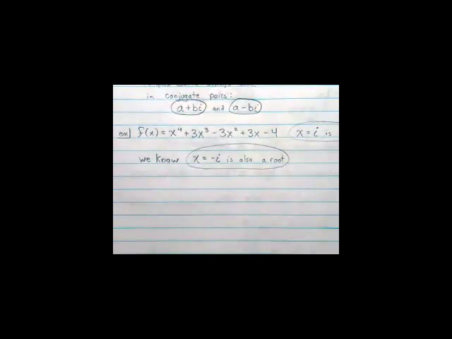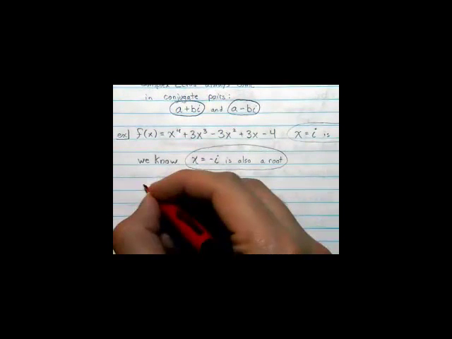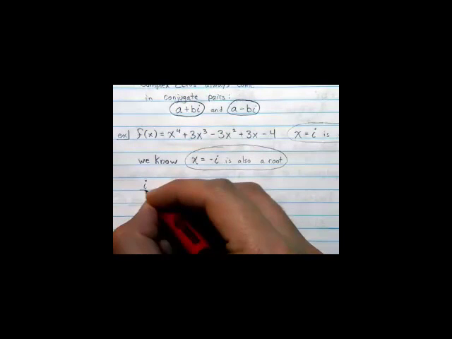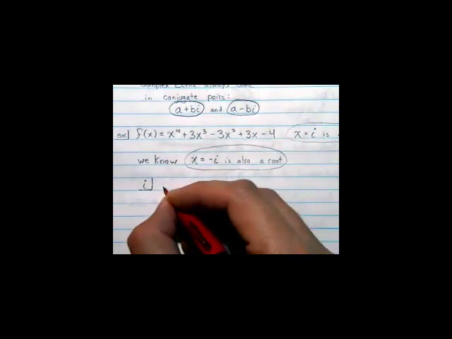So, I know that x equals i is a root. Just like we did before, instead of a real number going in the box, now I'm going to put i in the box. Take all the coefficients off my polynomial.